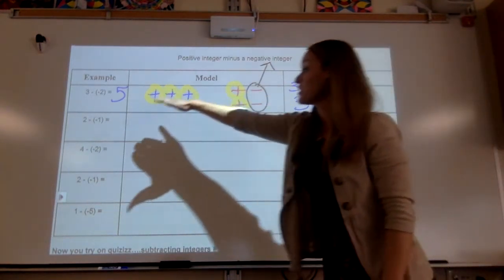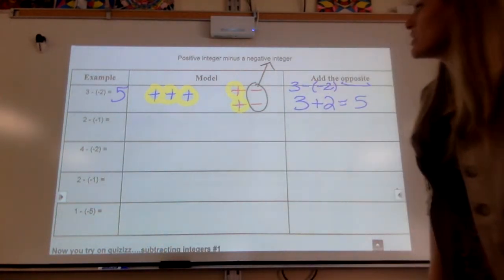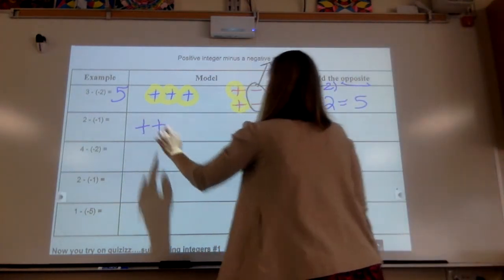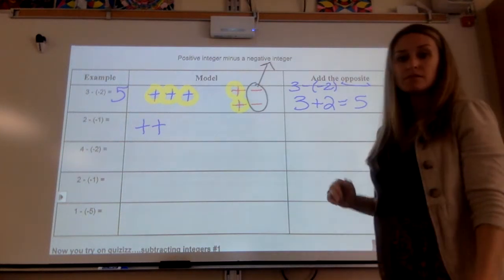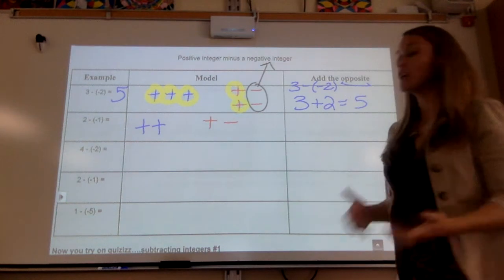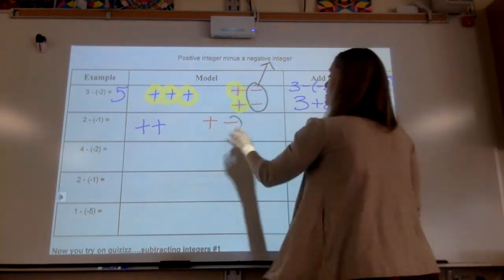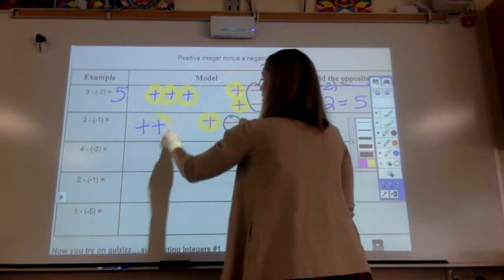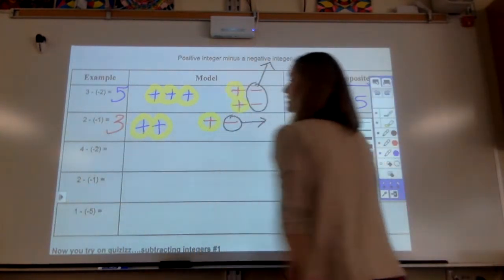All right, so we're going to spend time looking at these examples. All right, so let's take a look at 2 take away a negative 1. So again, we're going to start with 2 positives. Is there a negative 1 to take away? There's no negatives, right? So I need to bring in a 0 pair. Can I take away a negative now? Sure. I'm going to take away that negative, and then I'm going to look to see how many positives I have left. 1, 2, 3. So my answer is going to be positive 3.